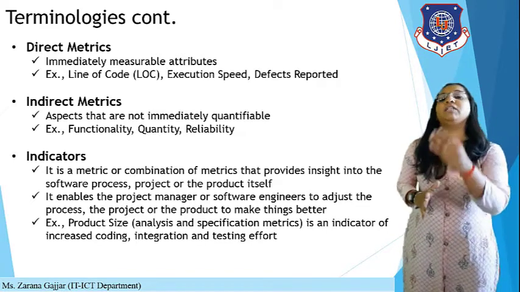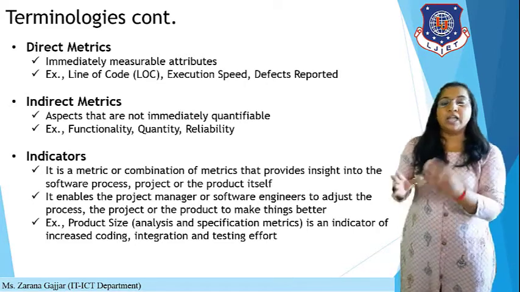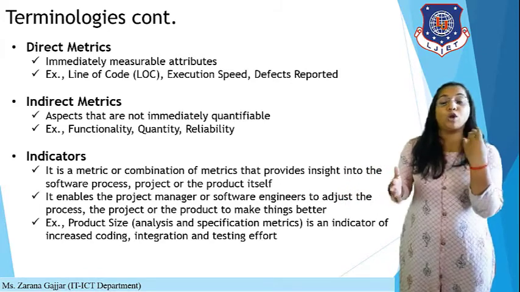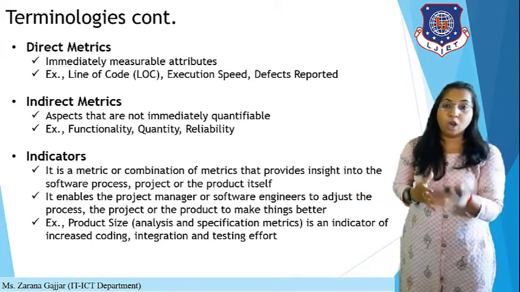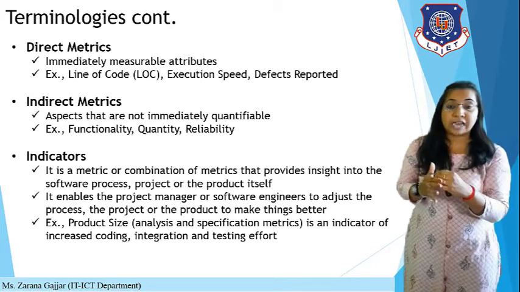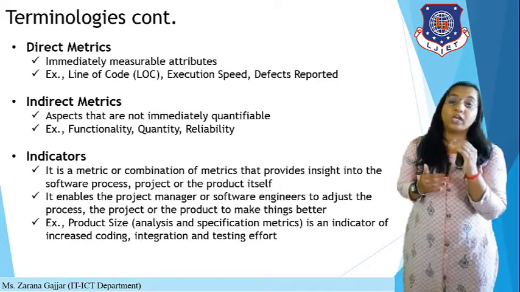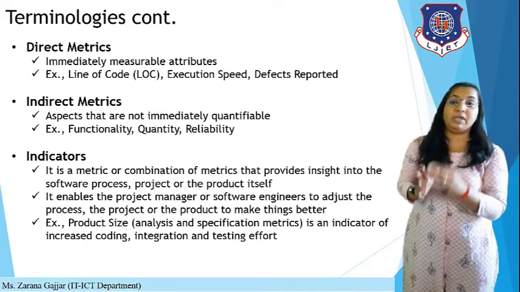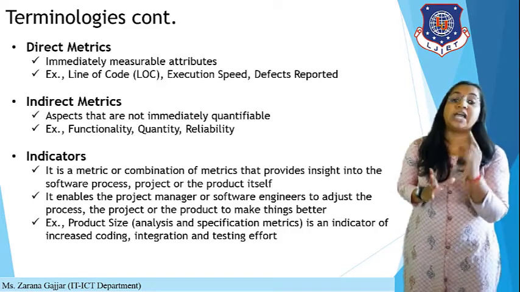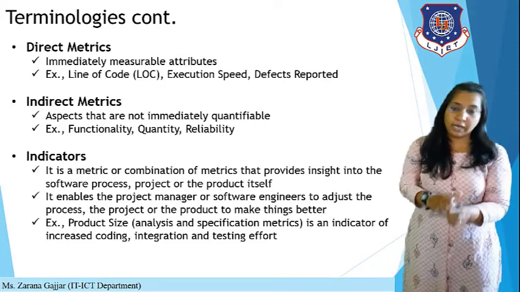Okay, so you have done the requirement gathering from the customer, you have done a feasibility analysis, then you are decomposing your project into multiple tasks, and you have already done the cost estimation. Now you have to manage it in an inside view, which means you have to manage the process, project and product itself. An indicator is a metric or a combination of metrics that provides an insight into the software process, project or the product itself.